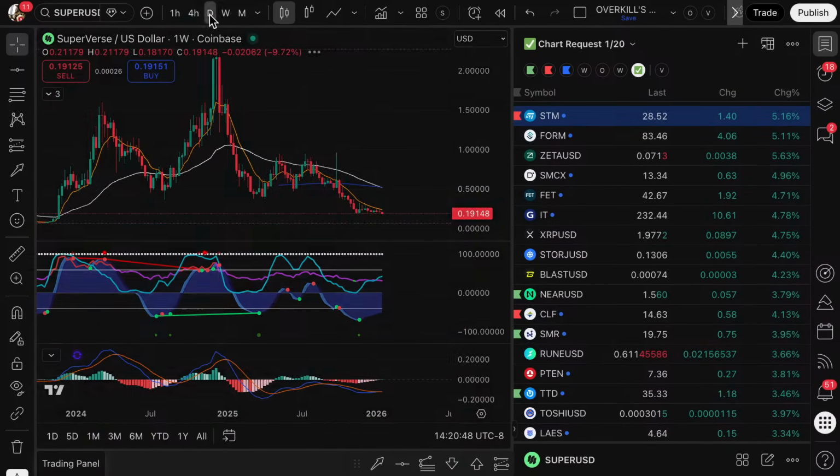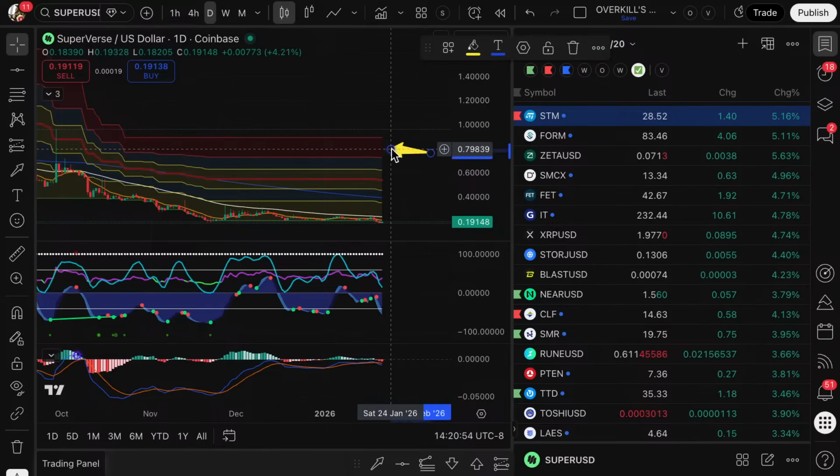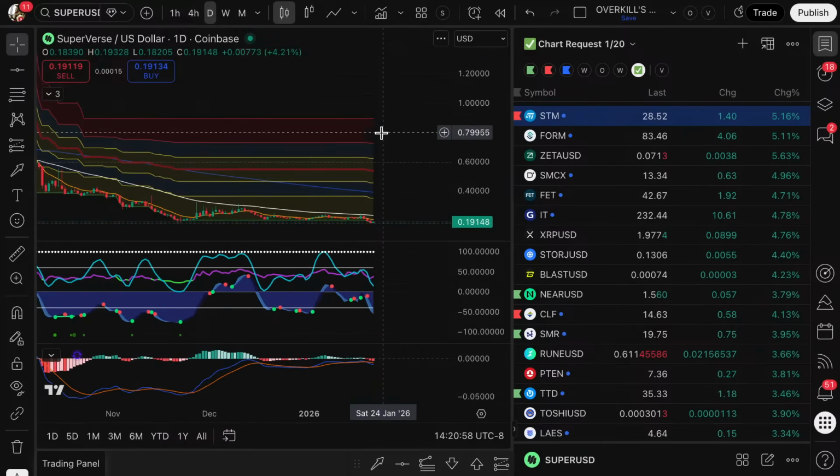Green dot right here on the weekly. Looking for that daily. Target's up here at 80 cents. 80 cents to $1 is the target there on Super.